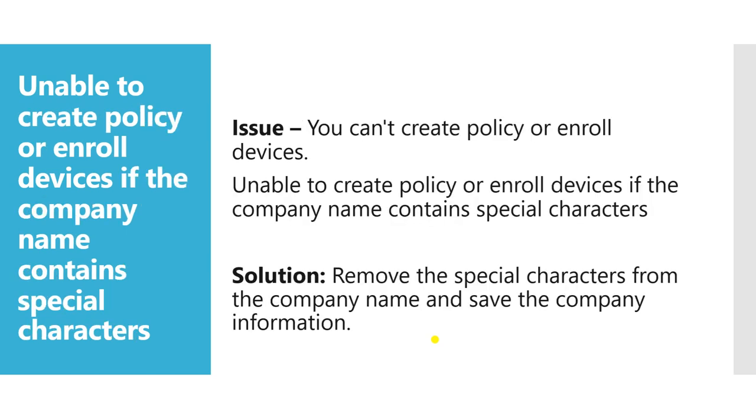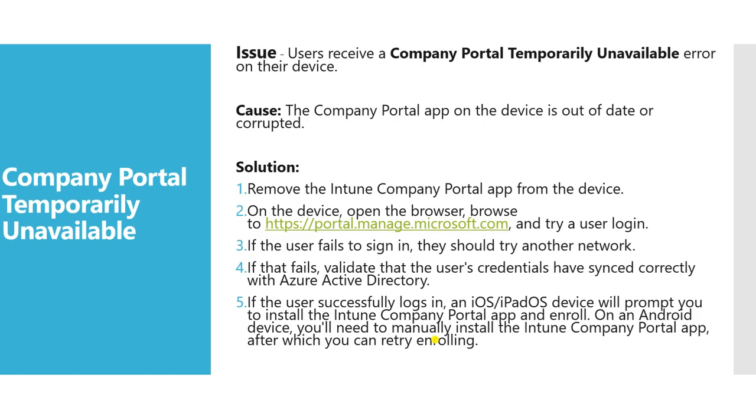Now the issue is you cannot create a policy or enroll a device. Unable to create a policy or enroll the device if the company name contains a special character. Sometimes you might get this error: unable to create policy or enroll the device if the company name contains special characters. So if there is any special character in your company name, then you will get this error. The solution is very simple. You need to remove that character, then it will fix the issue.